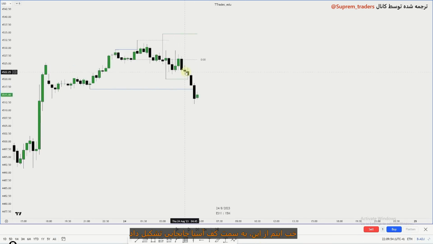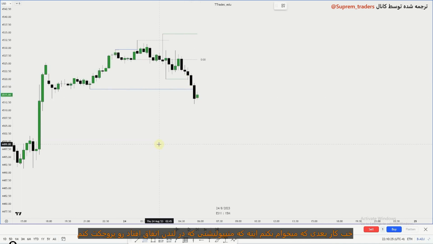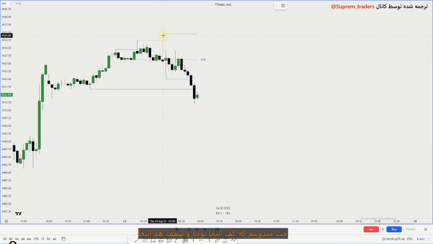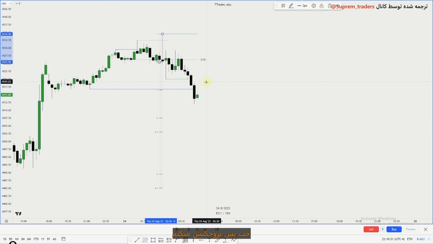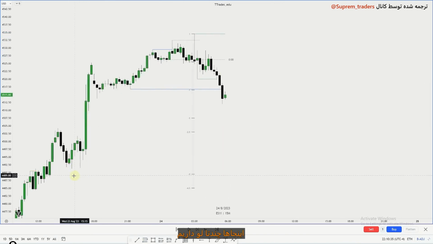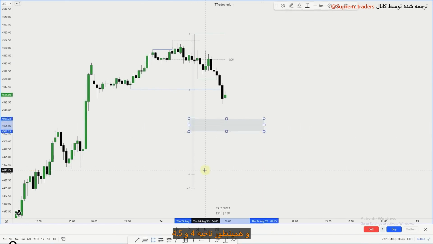And there we go, we get displacement below the Asia low. The next thing I'm going to do is project out this manipulation from London. So I know that the low was put in here and then a high here. So I will project it from here to here. We have some lows resting over here, but I'm just going to focus on this 2 to 2.5 and this 4 to 4.5 area here.